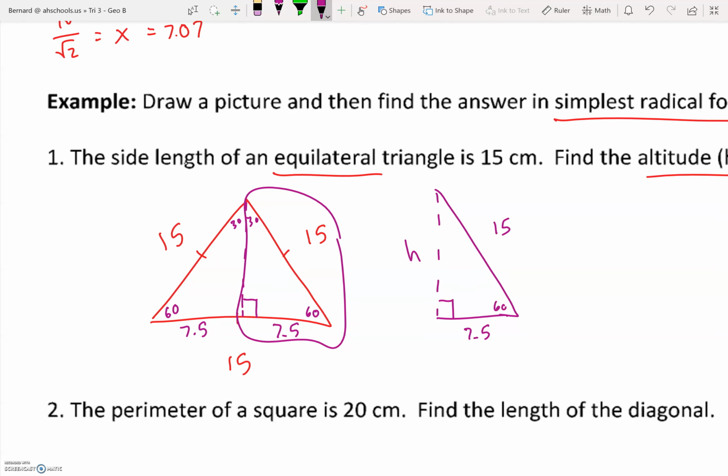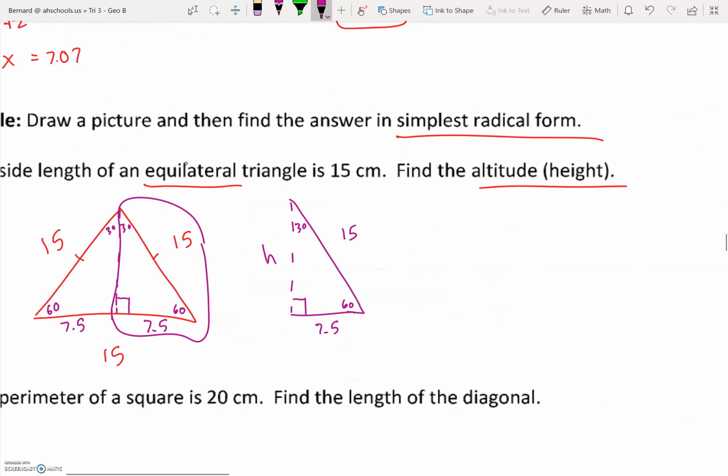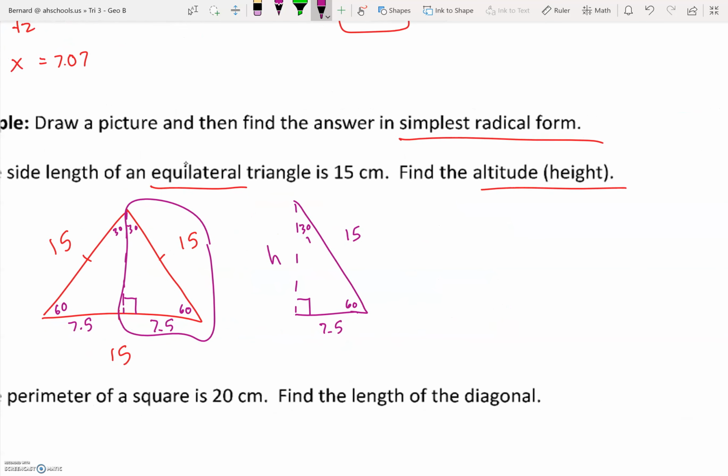But we know this corner is a 60 and this one's a 30, so this is a 30, 60, 90 triangle. And so across from our 30 is always our short leg. Across from our 90 is always our hypotenuse. Notice our short leg is 7.5. The hypotenuse is supposed to be twice as big, and it is. 7.5 times 2 is 15. And so that makes our h be the long leg.